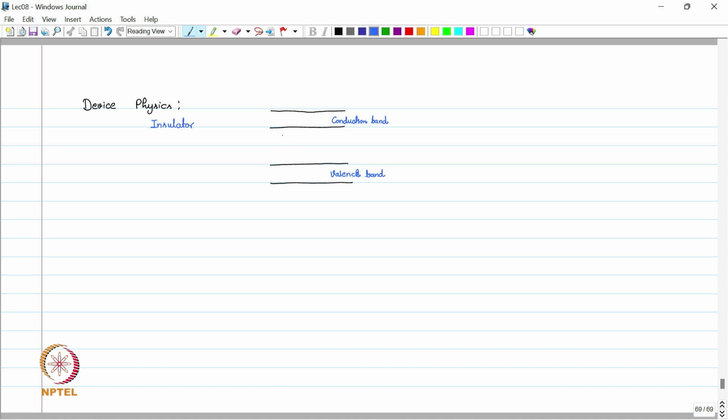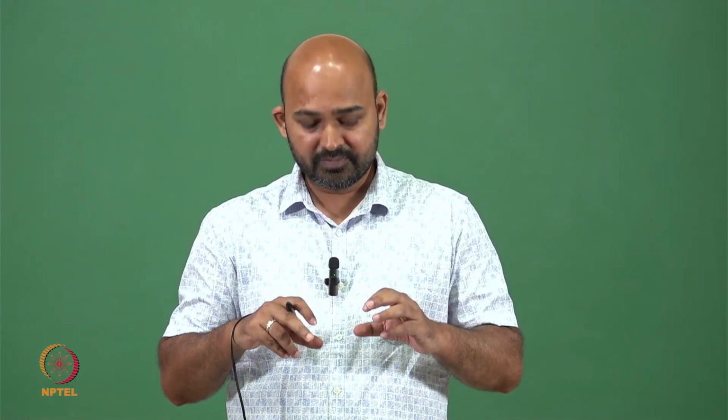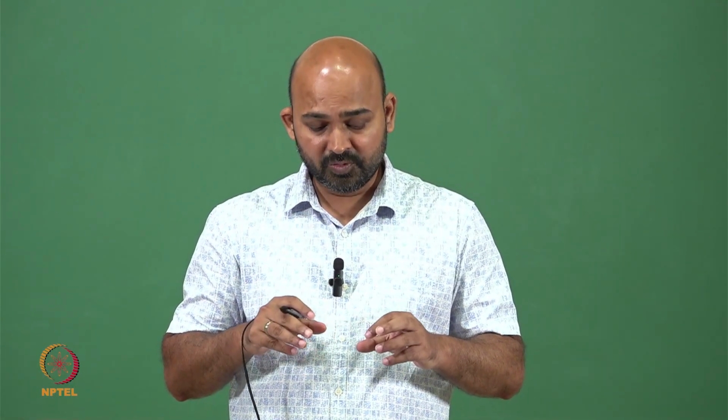And the energy difference between this conduction band and the valence band, which we denote by Eg or the band gap, this is high. This is typically 6 electron volt or even higher. So if we see the band gap of an insulator, we have conduction band and valence band, and the energy difference between these two bands is very much higher, typically 6 electron volt or even higher.